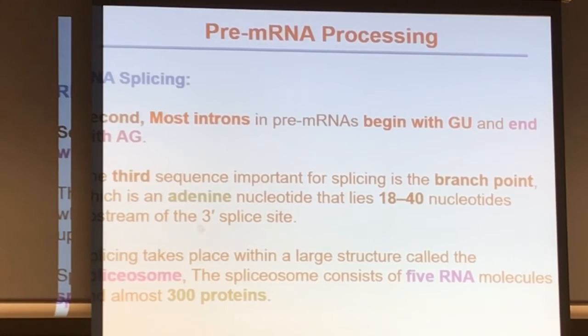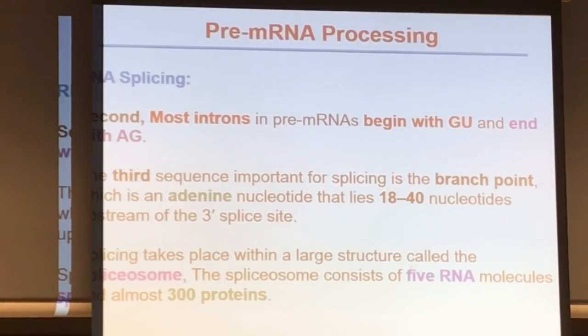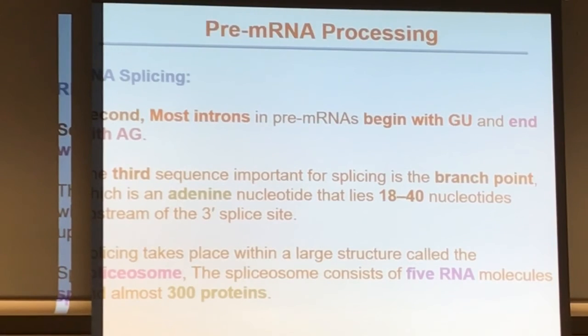Now, splicing takes place within a large structure called the spliceosome. This spliceosome actually has 5 RNA molecules inside it, and it also has short proteins, almost up to 300 proteins. So basically, you're looking at a huge complex of proteins that sit on the RNA and cut it at specific sites. So multiple protein subunits coordinate to bring about the splicing of the RNA and then joining it together.